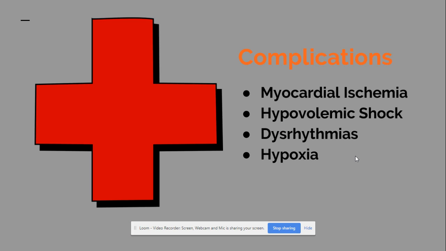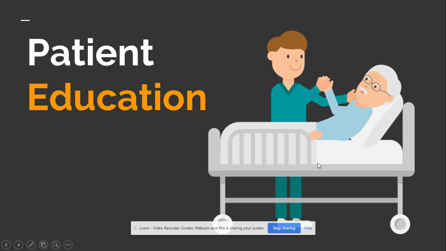There are potential complications that can result if this anaphylactic shock is prolonged and not addressed. These include myocardial ischemia, hypovolemic shock due to decreased blood volume, dysrhythmias, and hypoxia.